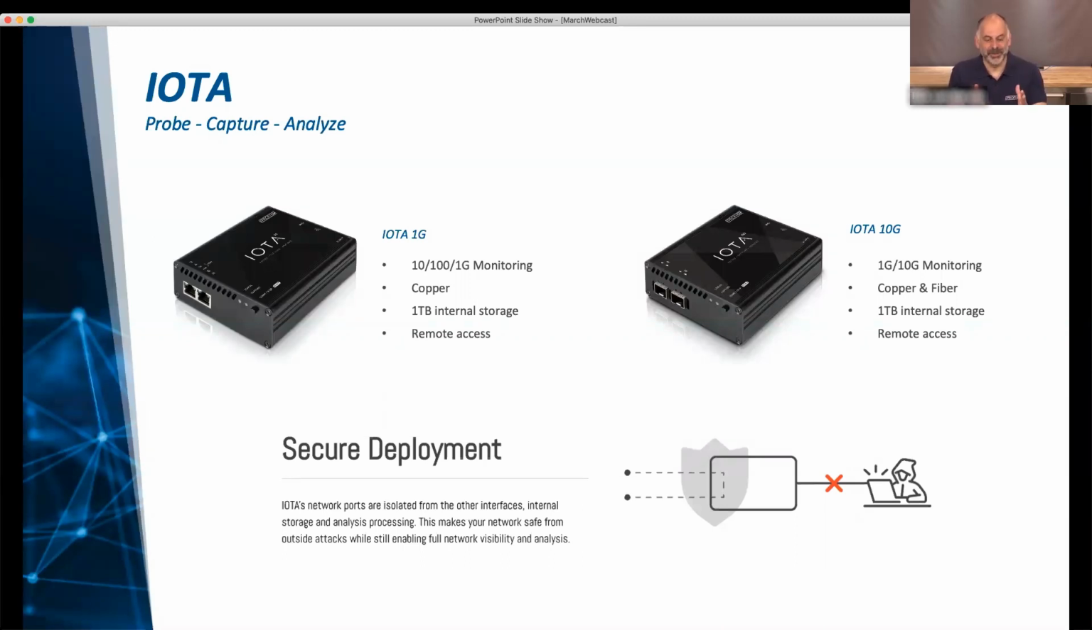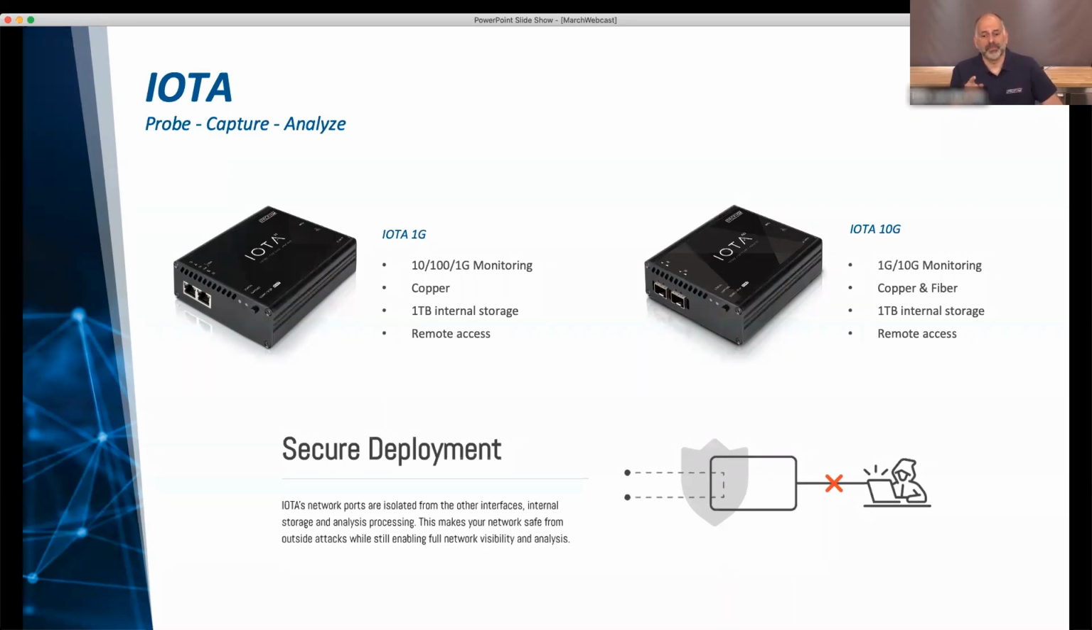The 1 gig that we're looking at there is copper only. If we needed to tap into a fiber connection, there's a variety of taps from Profitap that we could use to do that. It has 1 terabyte of internal storage, and it allows us to remotely access it. So today, I'm going to be remoting into this using a web interface. It also supports ZeroTier network configuration, so you can set up a cloud-based VPN that will allow you to ship this out somewhere and remote into it. And we'll talk about that a little bit as well.